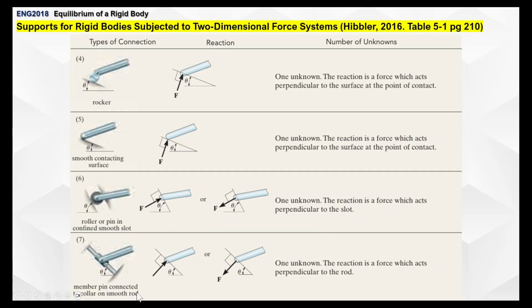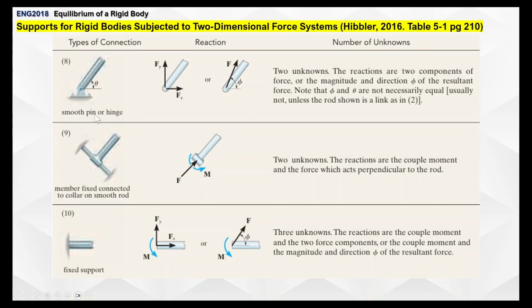Then we have here a member pin basically connected to a collar on a smooth rod. So one unknown, the reaction is a force which acts perpendicular to the rod. So this one allows horizontal movement, or depending on what kind of movement it does, but prevents up and down movement. Here we have a smooth pin or hinge, which we often see in our problems.